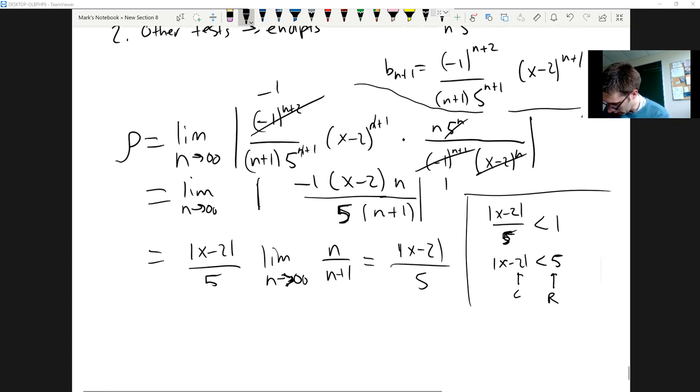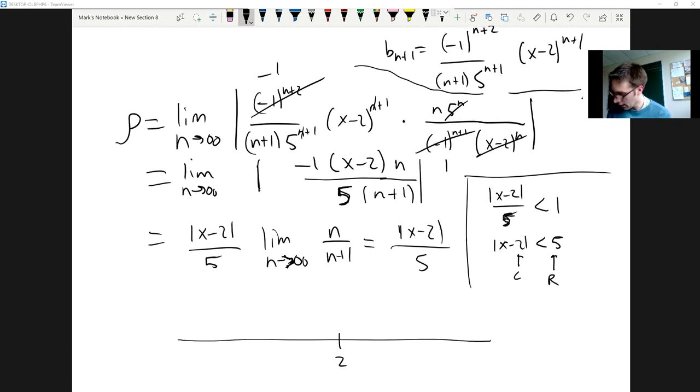All right, so there's 2. And if I add 5 to that, I'll be up to 7. And if I subtract 5, I'll be at negative 3. And so we know that we're going to have convergence everywhere in that range. And we'll have divergence everywhere that the ratio that we computed was greater than 1. So anything above 7 or below negative 3.